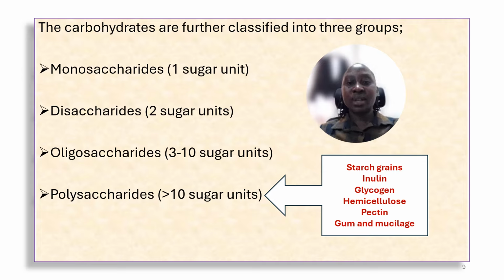So carbohydrates are further classified into mono, di, oligosaccharides, depending on the number of sugar units. But in this, since we are discussing starch grains, they will be discussed under polysaccharides with more than 10 sugar units.